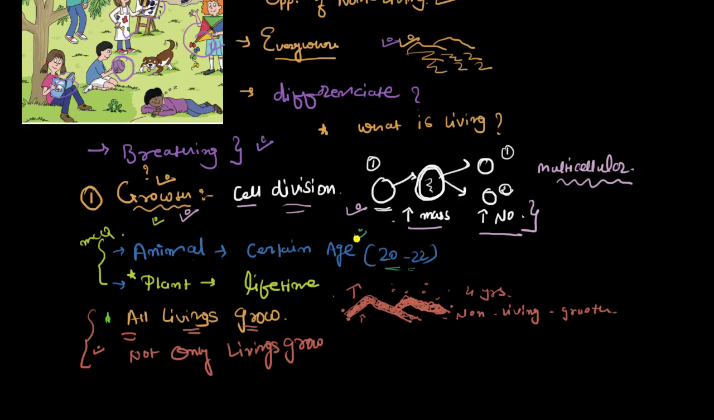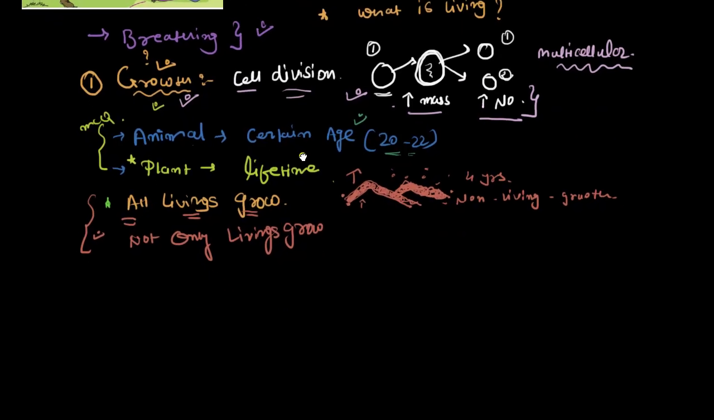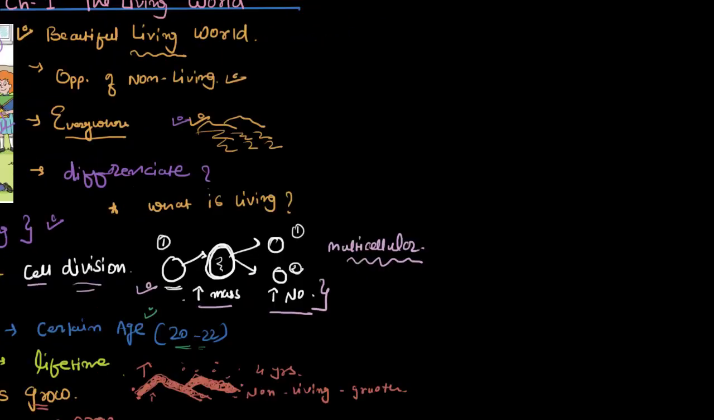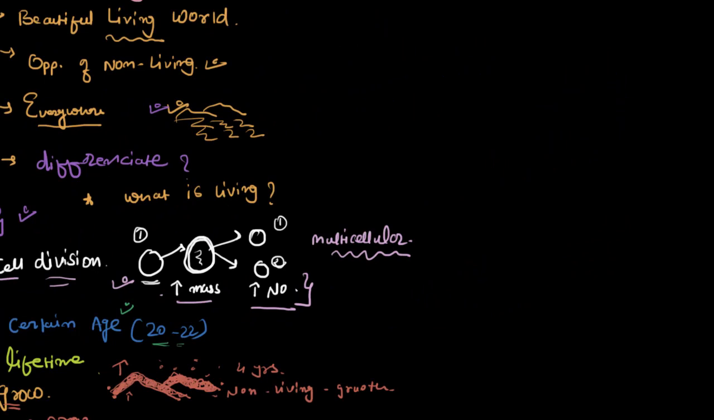The second characteristic which we are going to talk about is called reproduction. Let me write it very properly here. The second one is called reproduction. Let me take a good color. Yes, good color.